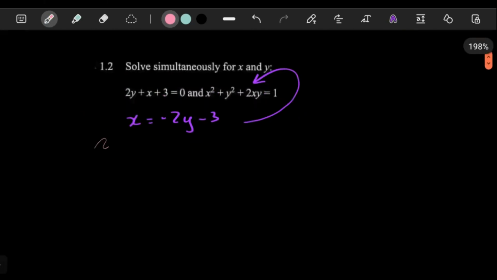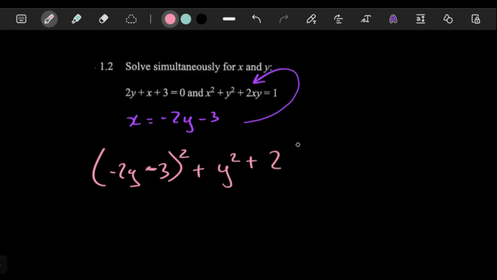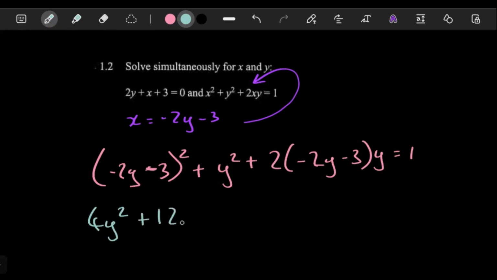Doing that, you're going to have here -2y minus 3, right? You square it, and then you have y squared, plus 2 times negative 2y minus 3, times y, again equal to 1. With all this being done, if you multiply out these two brackets that look identical, you're going to have 4y squared and then plus 12y and then plus 9.